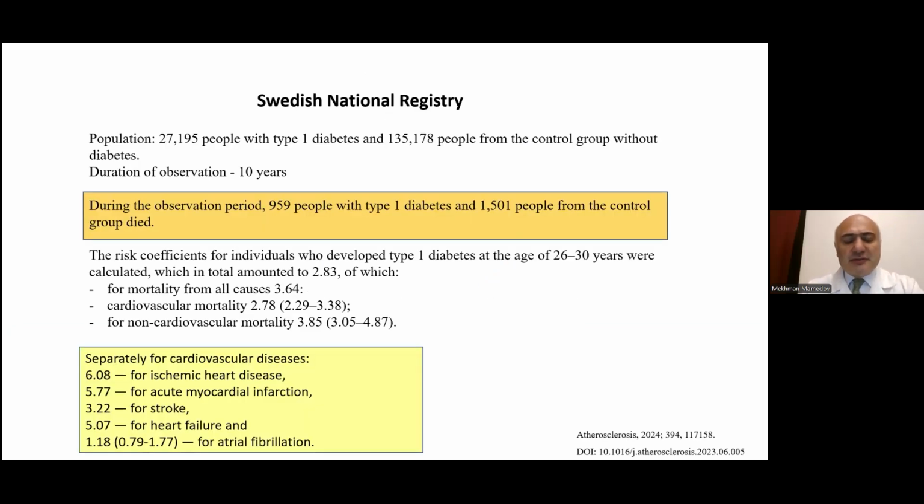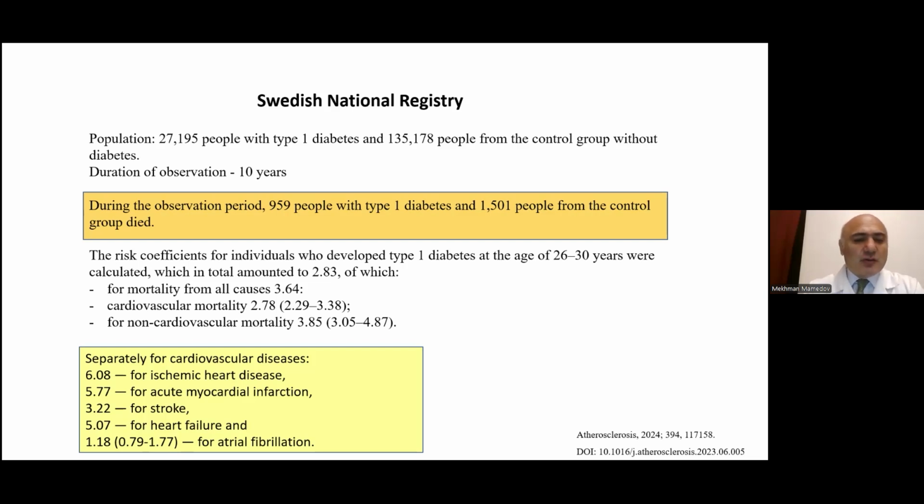Also, according to the results of the Swedish National Registry, which included a population of 27,000 people with type 1 diabetes and 135,000 people from the control group without diabetes, the duration of observation was 10 years. During the observation period, 960 people with type 1 diabetes and 1,500 people from the control group died.